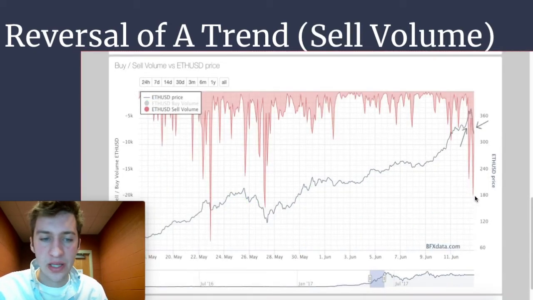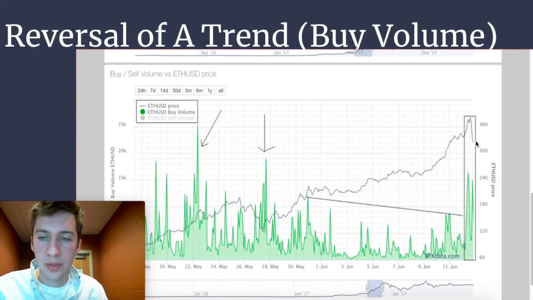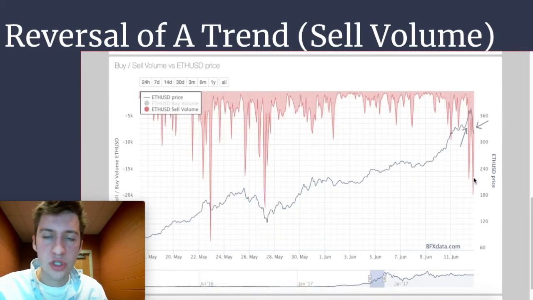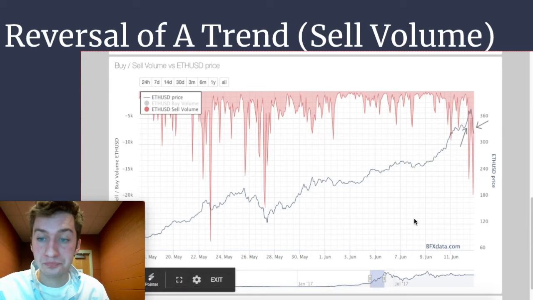And just to evidence that, you can see that this is about 20K. Look right there, 20K. And then this one was about, I think, like 17K. If we look at buy volume, we had this one right here was about 15K only. This one was about 14K. So just by looking at that, you can see that there's a lot of sell volume coming in this market.